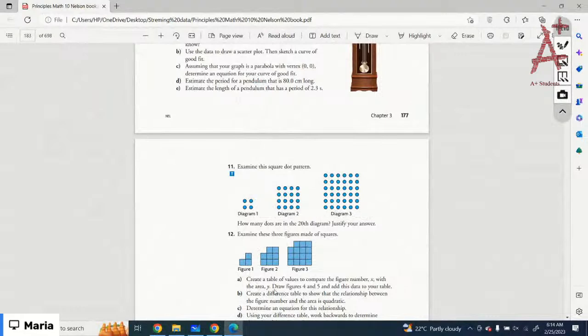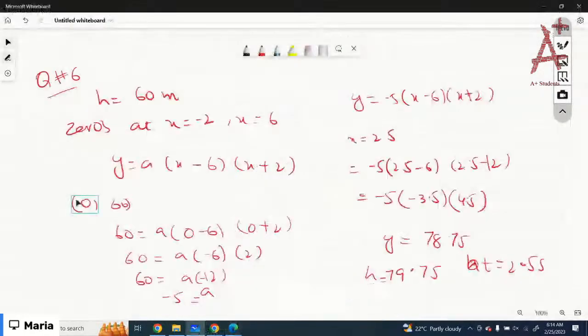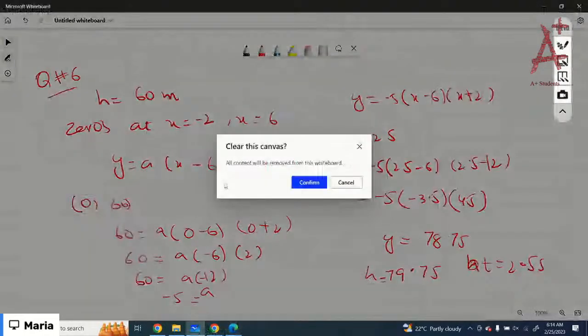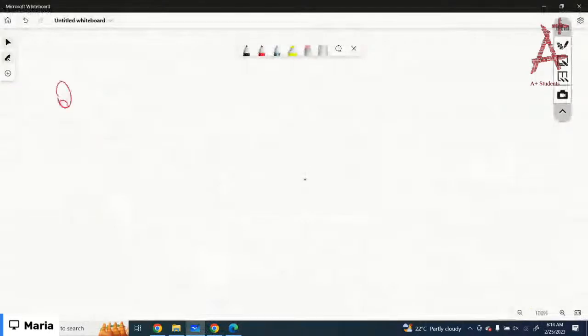So let's calculate a pattern for this. Here the side length is 2, then the side length increases to 4, then 6. So let's find a formula for the side length. That means the side length is 2 times n. When n equals 1, it is 2 times 1, 2. When n equals 2, the side length is 2 times 2, 4.